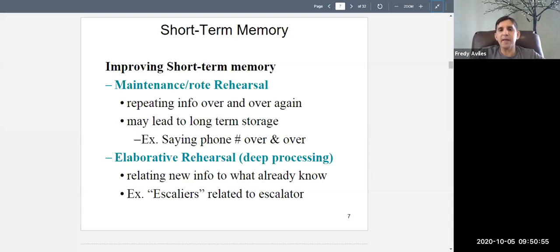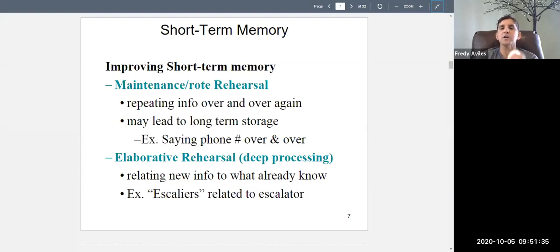You can use what's called maintenance rehearsal or rote rehearsal. And you could also use elaborative rehearsal. Maintenance rehearsal, also called rote rehearsal, is simply when you just repeat the information over and over again. So when you're repeating that phone number over and over again so that you won't forget it, you are rehearsing the information. You're trying to maintain it in memory. That's maintenance rehearsal. You are repeating it by rote. You're repeating it in order. You're trying to keep it in memory longer, okay? That may lead to long-term memory.